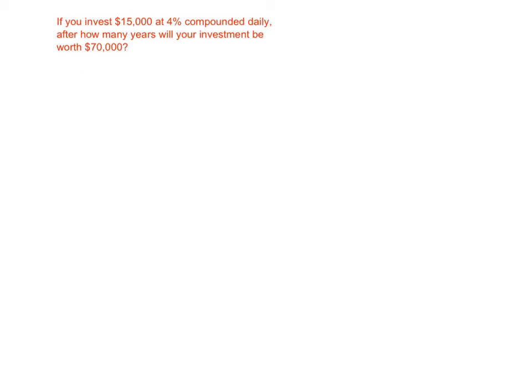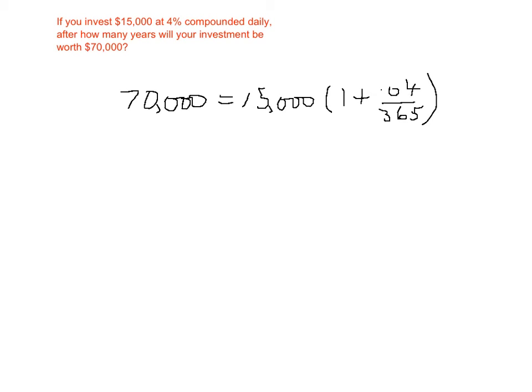Okay, so this is a more interesting problem. We want to know how long do we have to wait for $15,000 invested daily at 4% to grow to $70,000. So really what we're looking for is how many years, and that's our variable t. So the equation that we're trying to solve is 70,000 is equal to 15,000 times 1 plus 0.04 over 365 raised to the 365 times t. Now, we don't really have any way to solve that by hand.